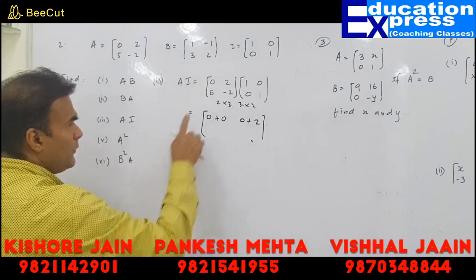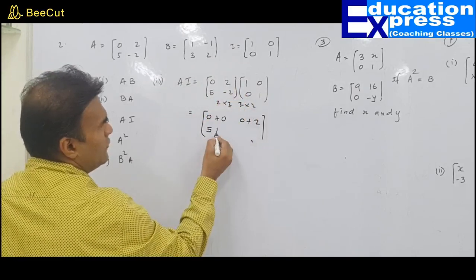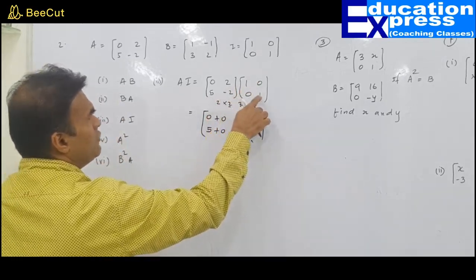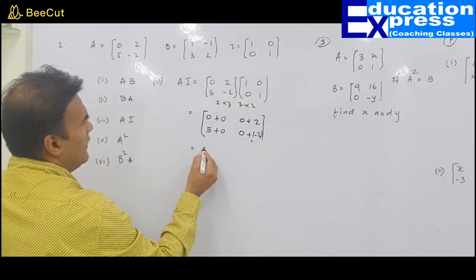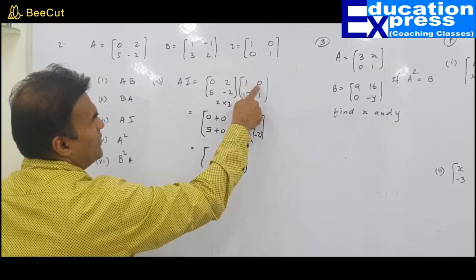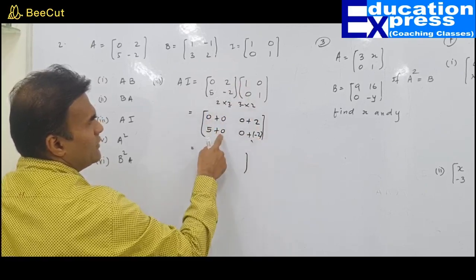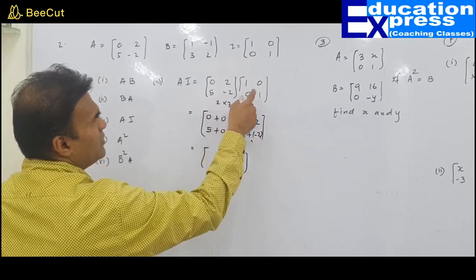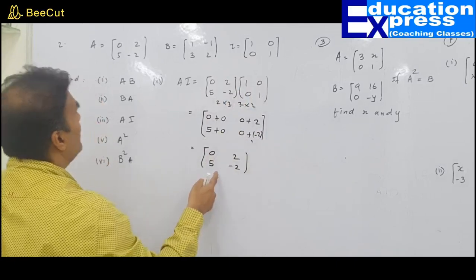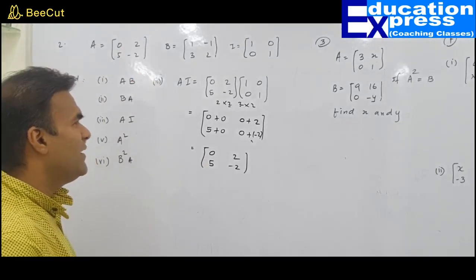Move on to the next row. 5 into 1, 5. Multiply by minus 2 into 0, that's 0. 5 into 0, 0, plus minus 2 into 1, minus 2. So finally, my dear friends, have a look. 0 into 1, 0. 2 into 0, 0. 0 into 0, 0. 2 into 1, 2. 5 into 1, 5. Minus 2 into 0, 0. 5 into 0, 0. Minus 2 into 1, minus 2. So we get 0, 2, 5, minus 2. Isn't it the same? Yes. The rule applied is absolutely the same.